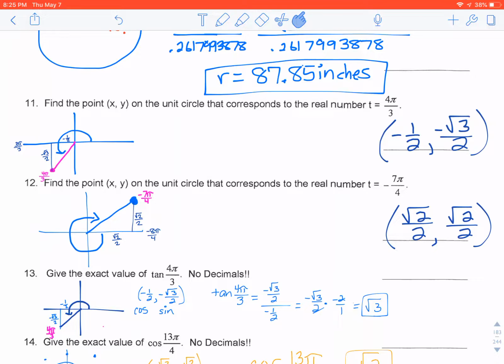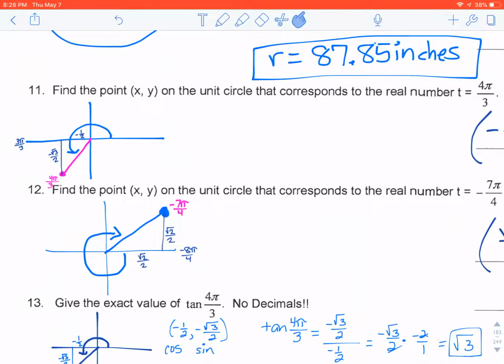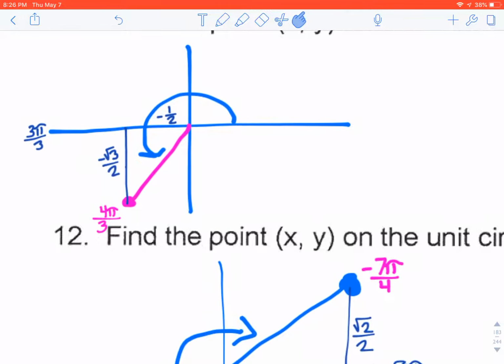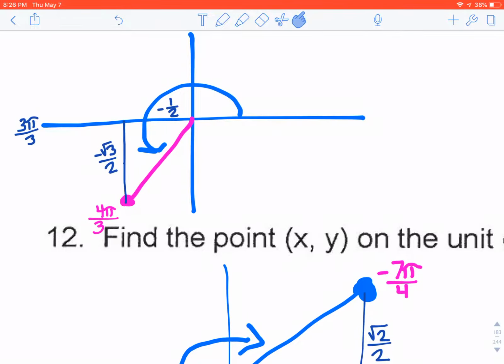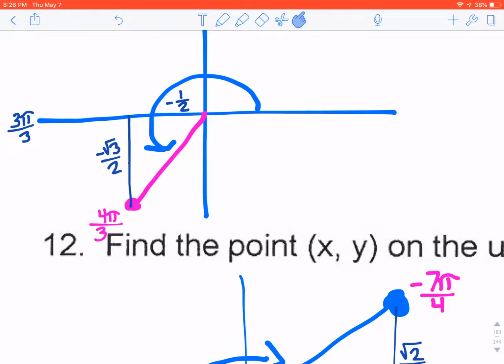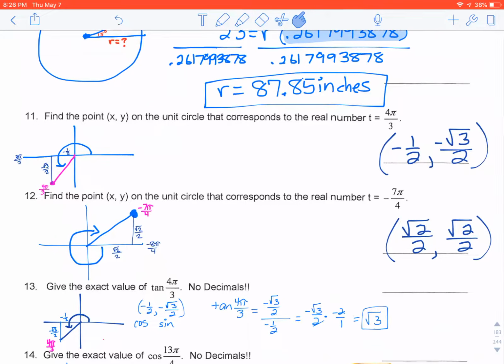Okay, number 11, find the point XY on the unit circle that corresponds to the real number t equals 4 pi over 3. So what you're doing here is you're first going to find and remember where 4 pi over 3 is on your unit circle. Okay, 4 pi over 3 is right here. And then what you want to do is remember your points, okay, your family of 3. It's over -1/2, down -square root 3 over 2. So your ordered pair is just -1/2, comma, -square root 3 over 2.